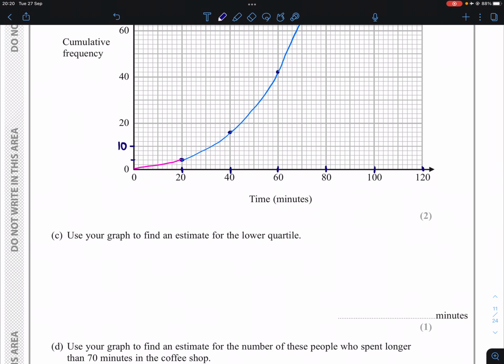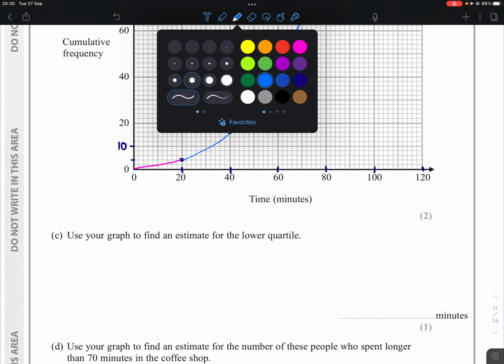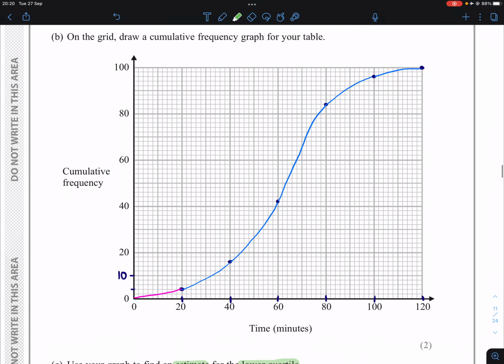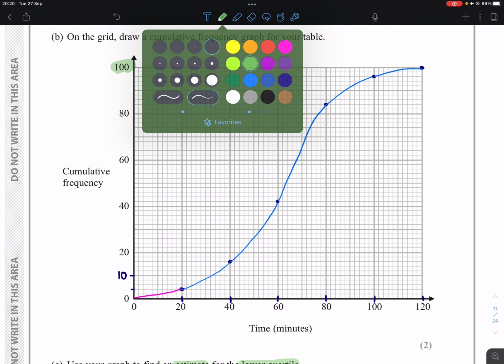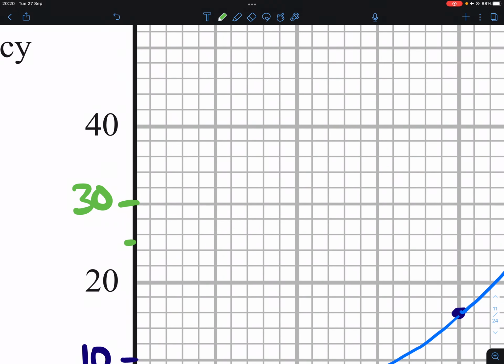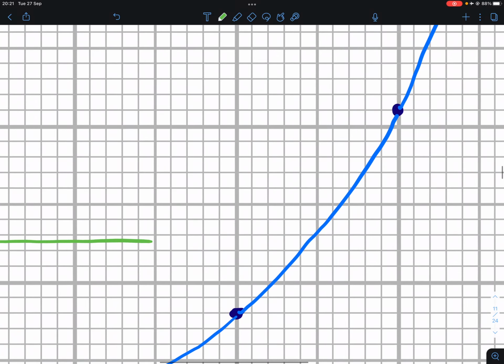Part C, use your graph to find an estimate for the lower quartile. So when we're dealing with medians or quartiles, we're interested in the position of our values. So we're going to be looking down the scale on the left. A quarter of 100 is 25. So where I'm going to be looking here, if this is 20 and this is 30, then my 25, just zooming in here, is going to be halfway between 26 and 24, which means that as I go along here, and of course I would use a ruler, I'm going to look for the graph there.